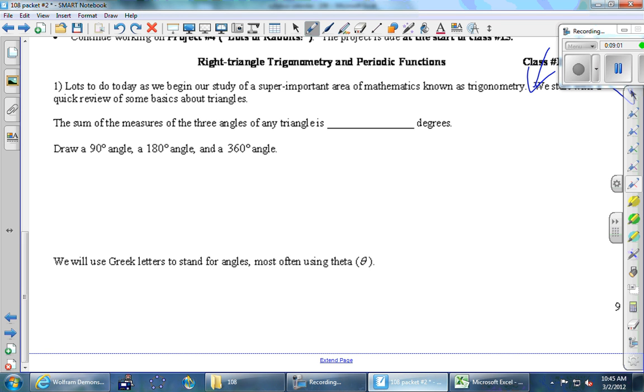Okay, how many degrees do you get when you add up all 3 angles? I heard a 360, I heard a 180. Yeah, for a triangle it's 180. For a quadrilateral it's 360. And can you guys just real quick sketch a 90-degree angle, a 180-degree angle, and a 360-degree angle?